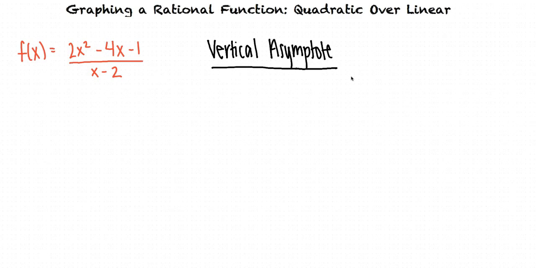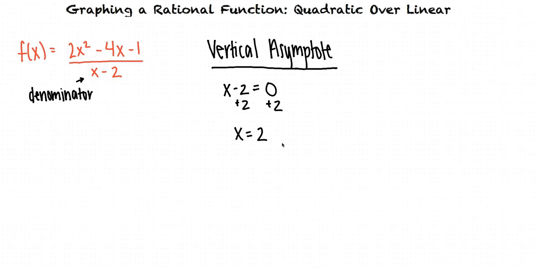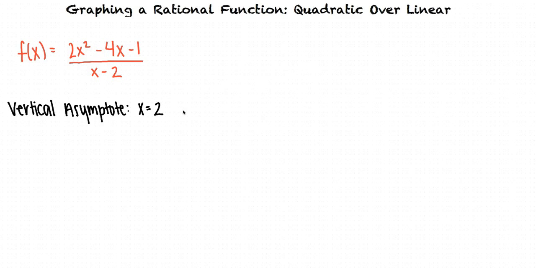A rational function in simplest form has vertical asymptotes at the zeros of the denominator. If we set the denominator equal to 0, we can add 2 to both sides of the equation, and we see that when x equals 2, the bottom expression will equal 0. Since a fraction cannot have 0 in the denominator, the graph cannot cross the line x equals 2, so this is our vertical asymptote.